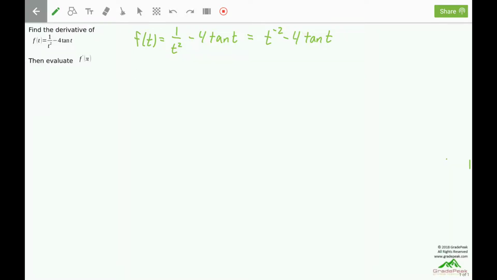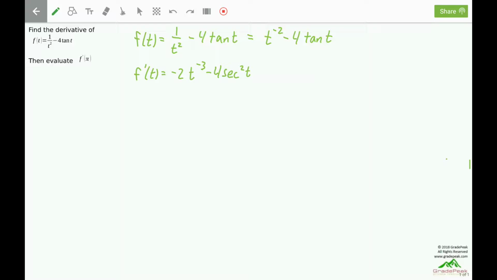Let's now take the derivative f prime of t. The first term will follow the power rule, bring the negative 2 down, and then t raised to the negative 2 minus 1, negative 3. The next term we have negative 4 times the derivative of tangent of t, which is secant squared of t, times that negative 4 is negative 4 secant squared t.